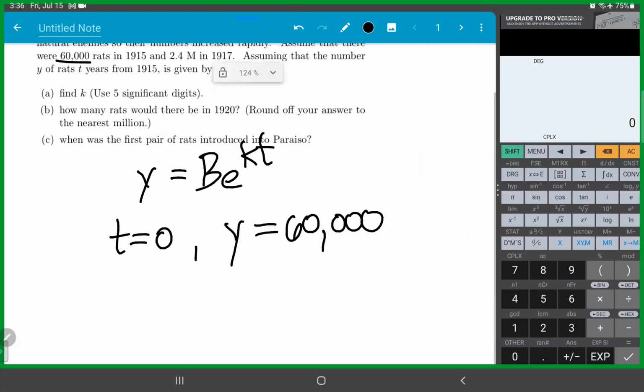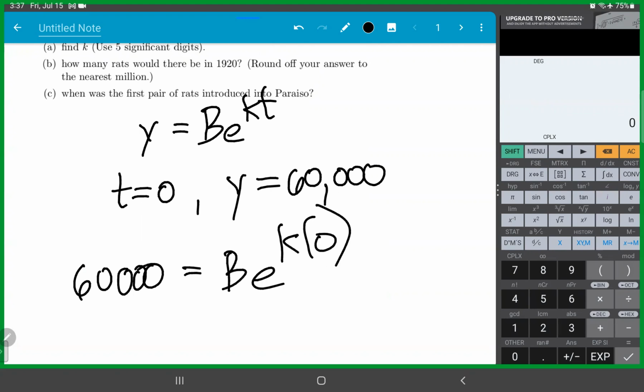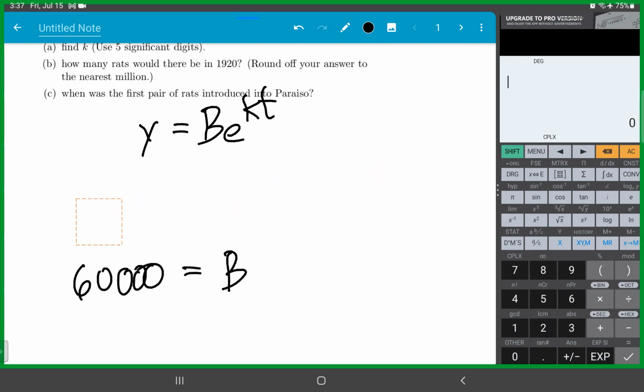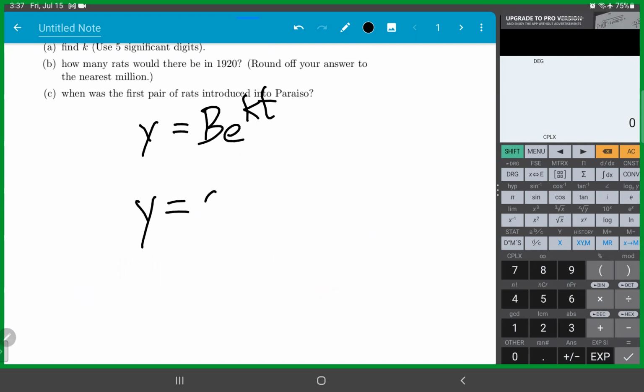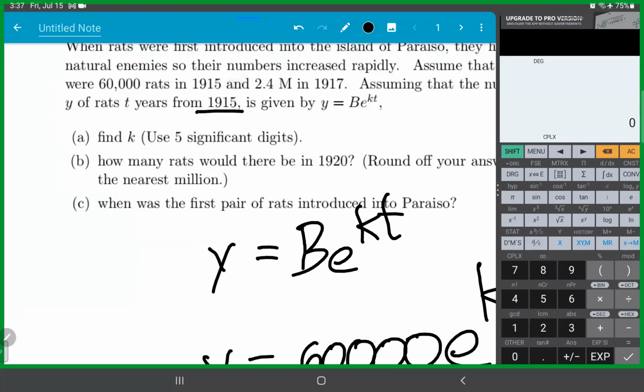So if you plug in those values into the given equation, we will have 60,000 equals b e to the k times 0. And again, e to the 0 is 1, right? So that gives you b as 60,000. So now we can rewrite the equation as y equals 60,000, the population in year 0, or 1915, e to the kt. Again, t is from 1915, okay? The number of years from 1915.